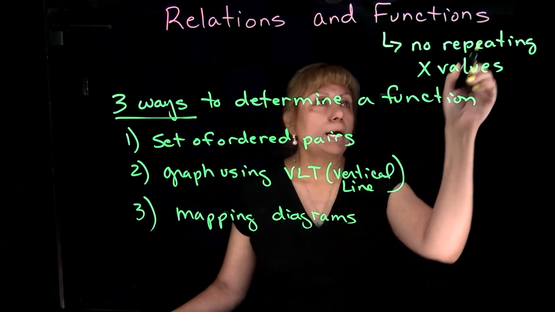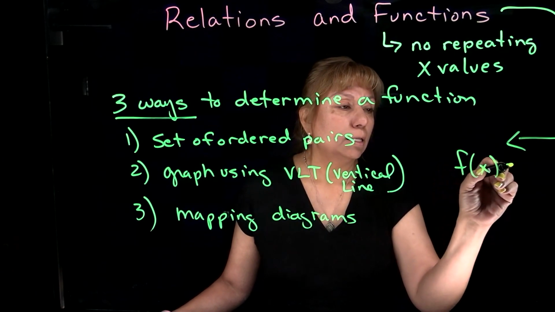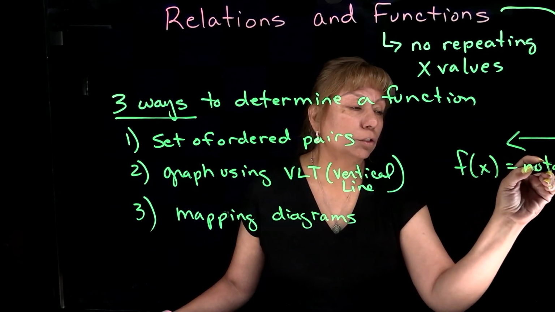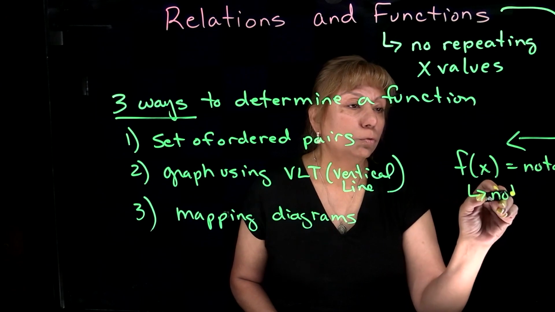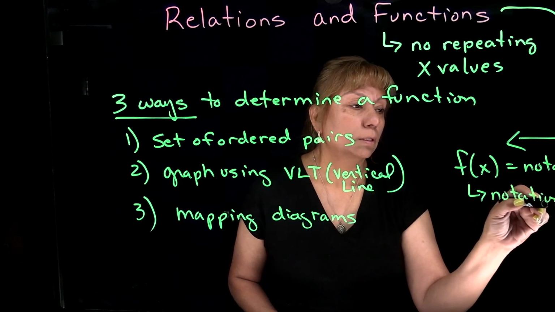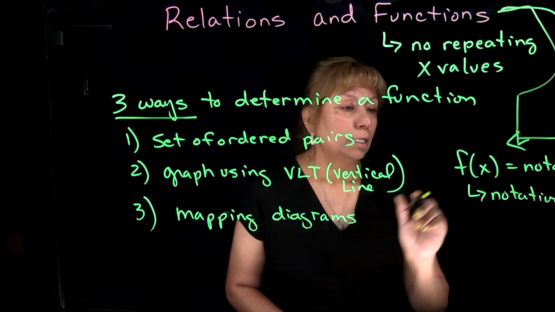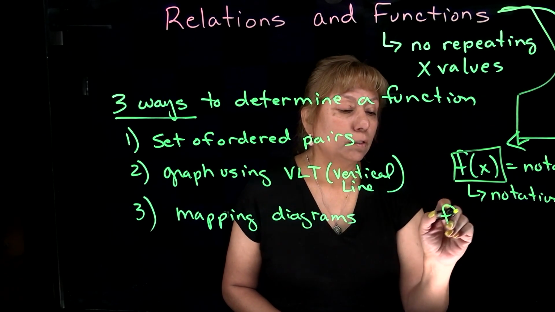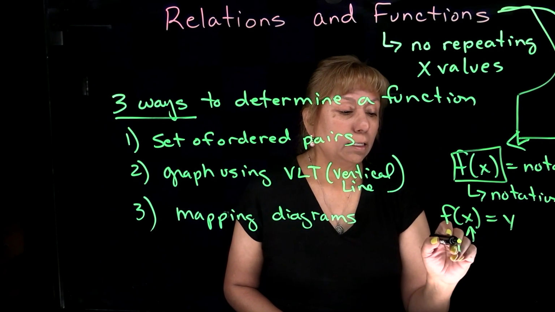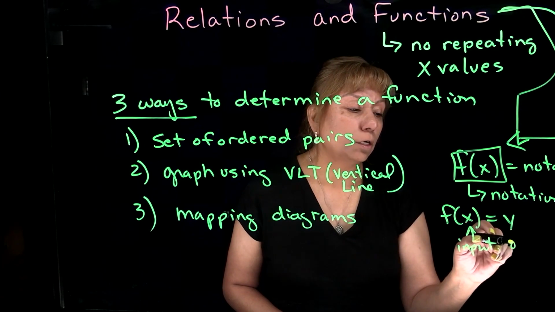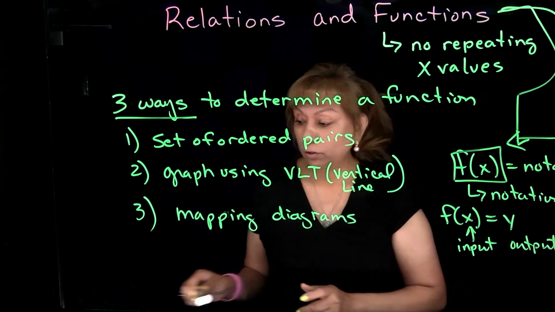But let's take a step back. When we say function, we want to use f of x. That's our notation for a function. In order to have a function, I'll put it right here, notation, f of x. A lot of us have learned f of x equals y. X is our input. Y is our output. So we're going to be looking at that with sets of ordered pairs first.